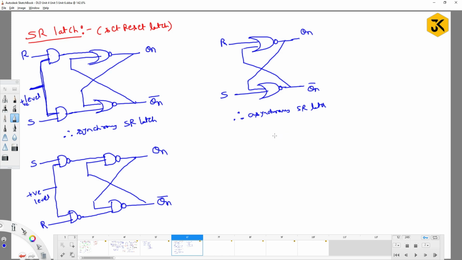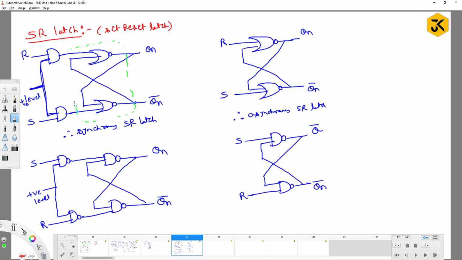Similarly, how are we going to write the asynchronous SR latch? Using NAND gates, we can write like this. So this should be Qn bar and it should be Q bar, and this will be connected like this. Right? So this is the asynchronous SR latch. If you observe from this point to this point, I can basically call it a latch only.